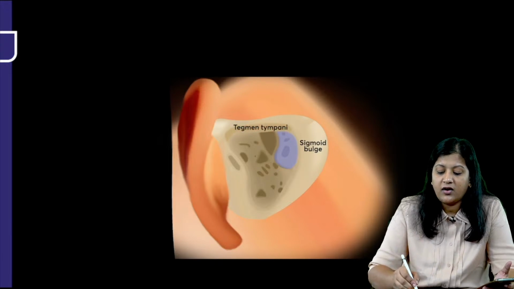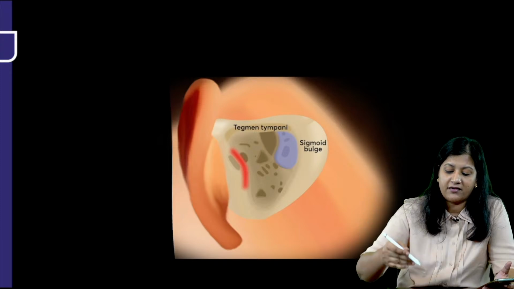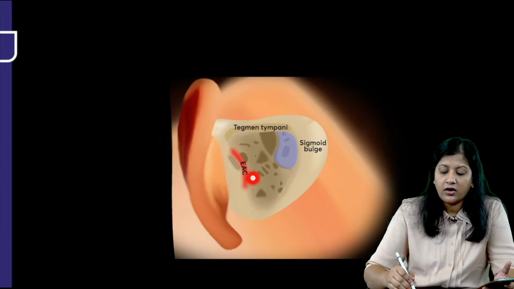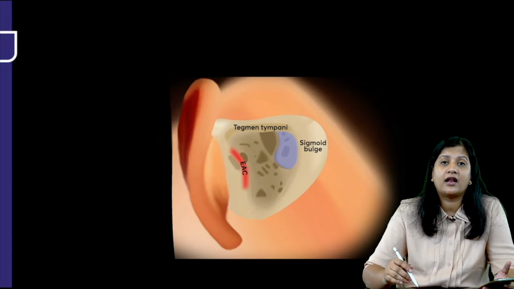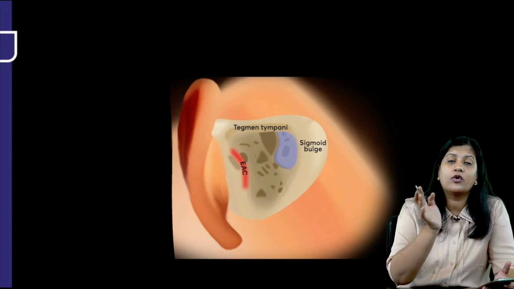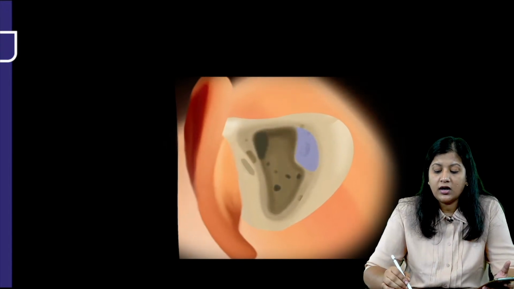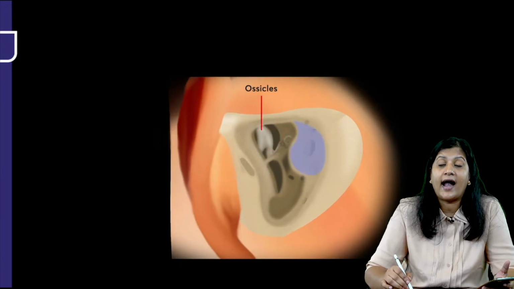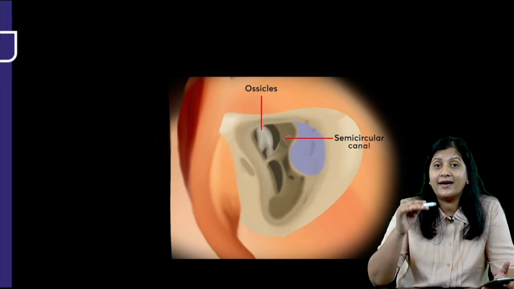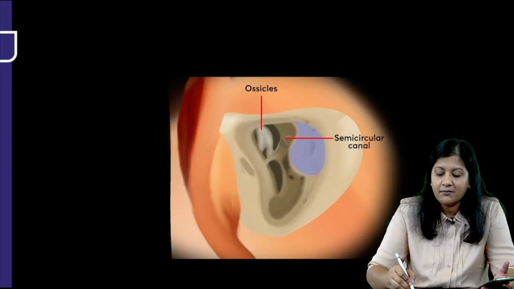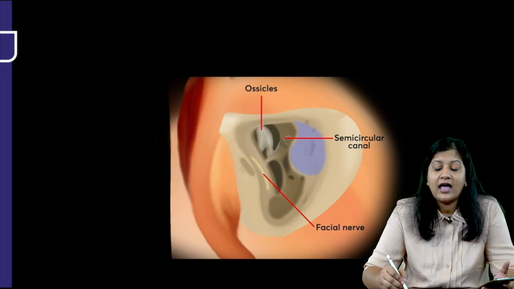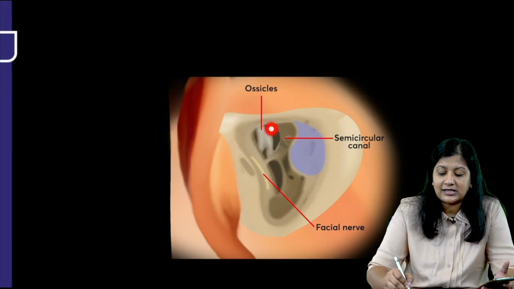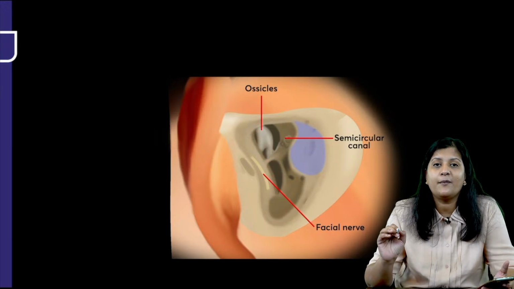So tegmen antri will define your superior limit, you won't go above that, and the imaginary line drawn across the posterior wall of external auditory canal will be your anterior limit, you won't go any further. Now when we do a complete mastoidectomy, we should be able to visualize the ossicles through the aditus in the middle ear. So we know aditus is the communication between antrum and the epitympanum. So you should be able to visualize the ossicles, you should be able to visualize the semicircular canals, and you must have removed all these air cells, then only we call it as a cortical mastoidectomy.